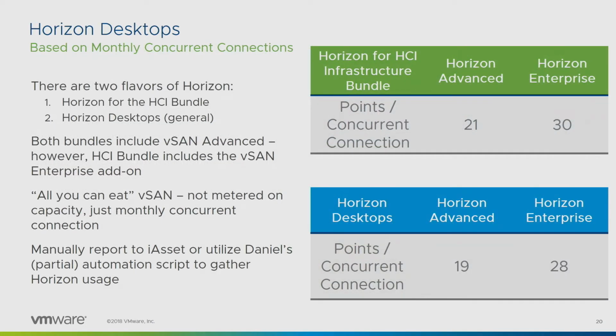So the Horizon Desktop, if we look at the detail of this, there's two flavors. We have the hyperconverged bundle, very similar to what we talked about on the general vSAN usage, and then we have general Horizon Desktops. The key difference is the hyperconverged bundle has a vSAN Enterprise add-on. So it's a two-point spread between the general Horizon Desktops, which includes vSAN Advanced, while the HCI bundle includes the enterprise features and functionality. Again, I mentioned this before, it's all you can eat vSAN.